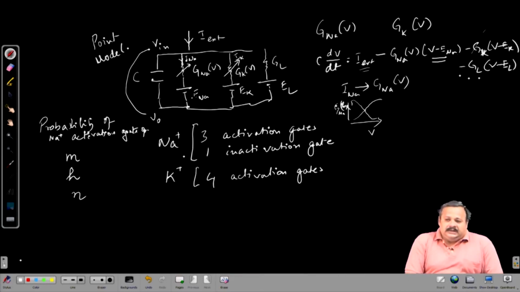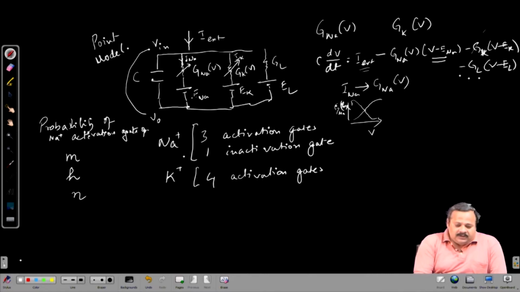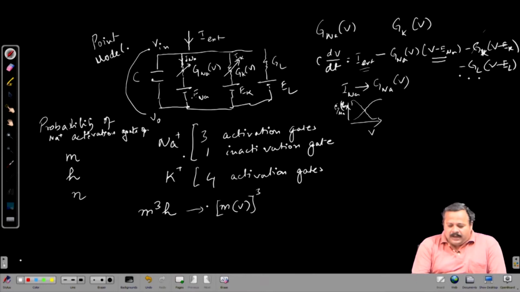With the assumption that these gates work independently and that they are a function of voltage, with 3 activation gates and 1 inactivation gate, the probability of a sodium ion channel being open would be M cube H, where M is a function of voltage, the cube of that, and H is a function of voltage, and this is to the power 1 as there is 1 inactivation gate.